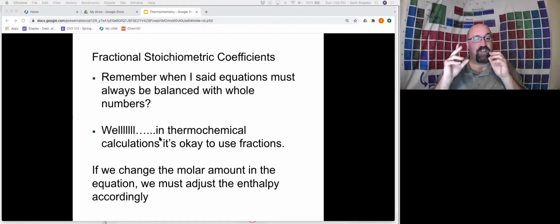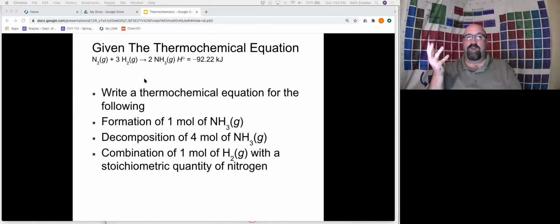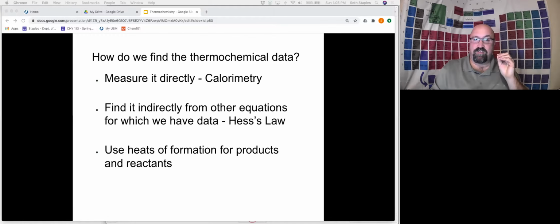And if we do that, if we change our molar amounts in the equation, we must then adjust the enthalpy accordingly. So let's take a look at what I mean. Here's our same equation, written for 1 mole of N2, 3 moles of H2, giving us 2 moles of NH3. We're going to see some reasons we might want to do this in the next lecture when we discuss Hess's law, but there might be times when we want to know how much energy is released for just 1 mole, the formation of 1 mole of NH3.